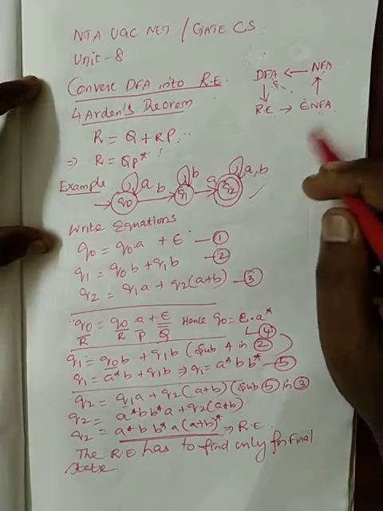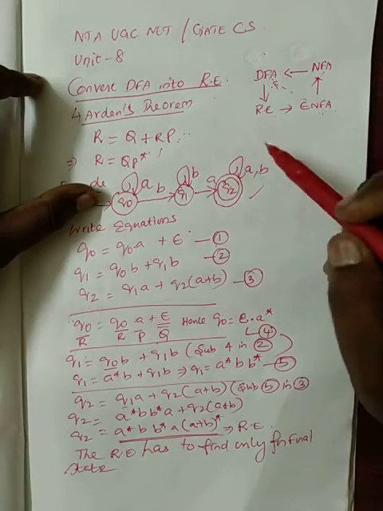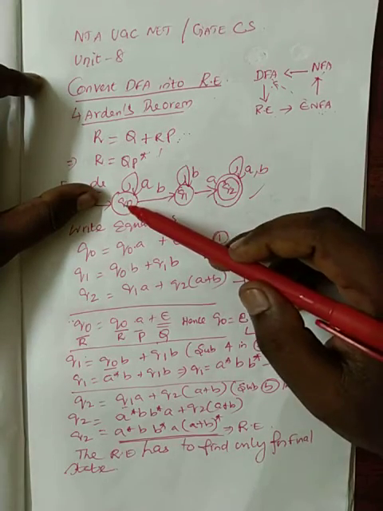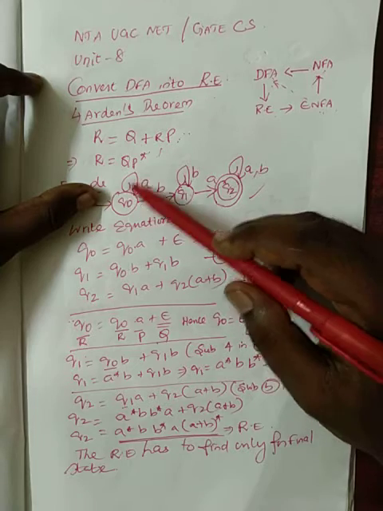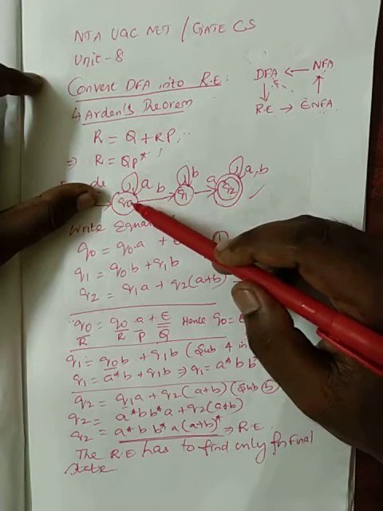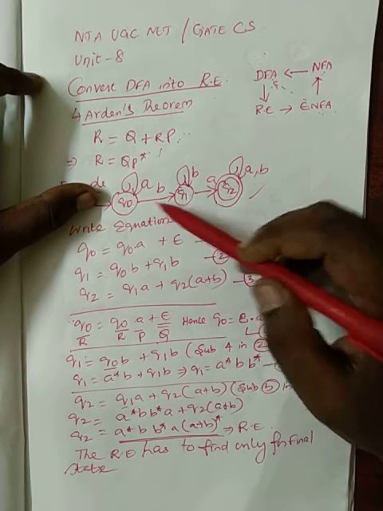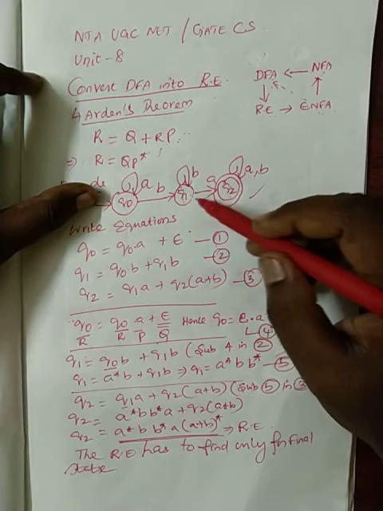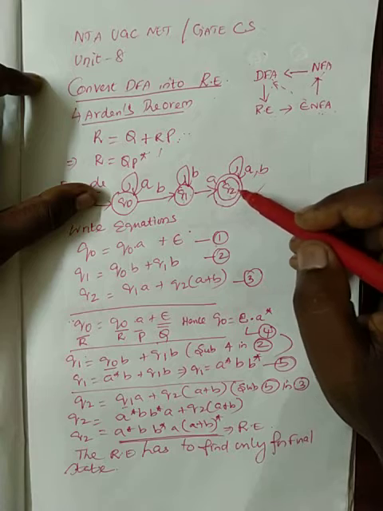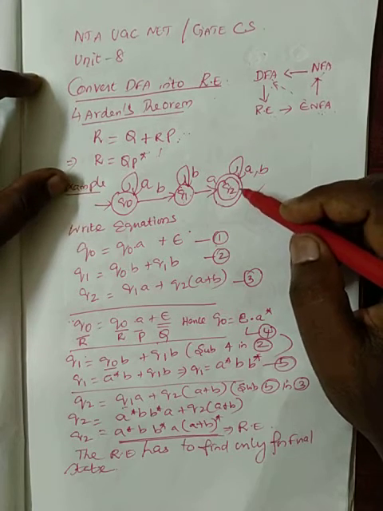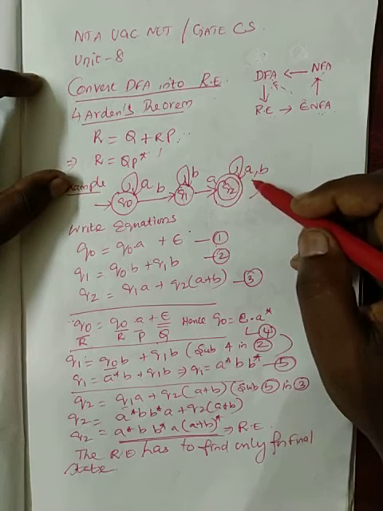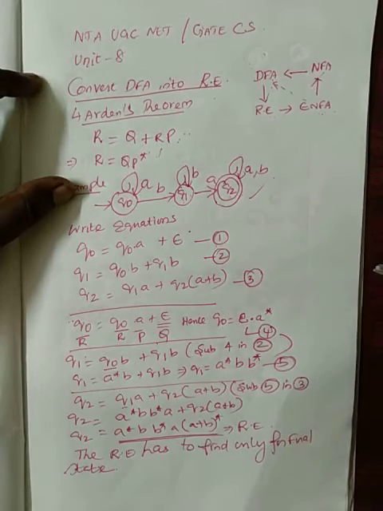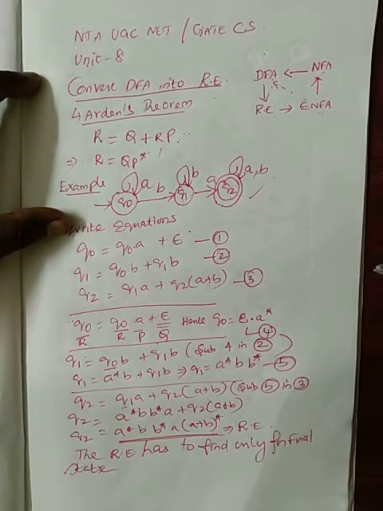Now I am going to take this example transition diagram: Q0, Q1, Q2. From Q0 accepting A, it goes to Q0 itself. Accepting B from Q0, it goes to Q1. From Q1 accepting B, it goes to Q1 itself. From Q1 accepting A, it goes to Q2. Now from Q2 accepting A as well as B, it goes to Q2 itself, and Q2 is the final state.